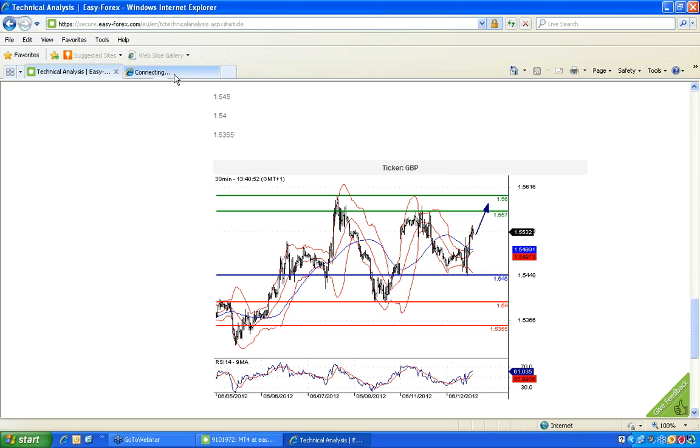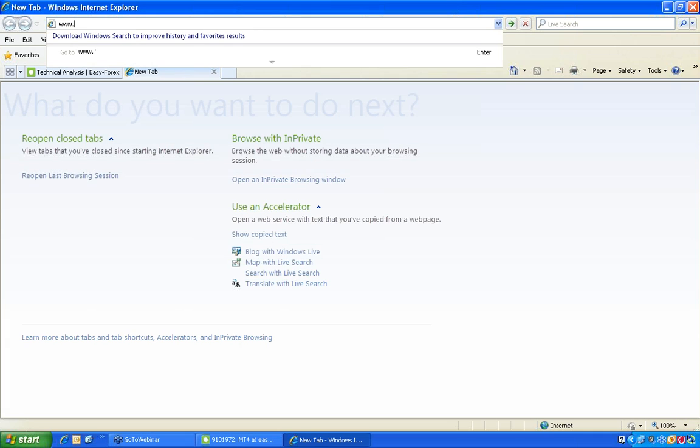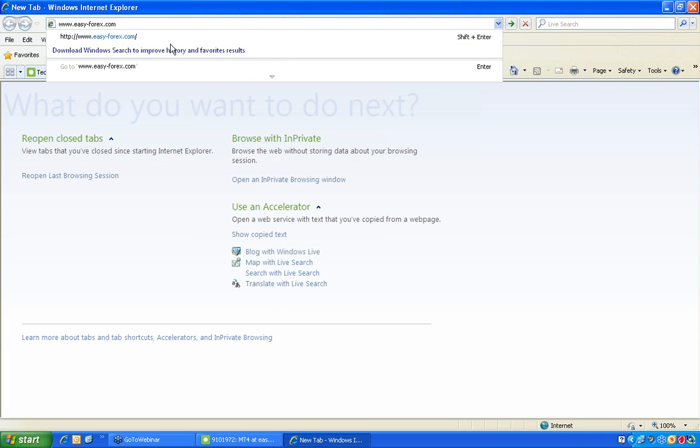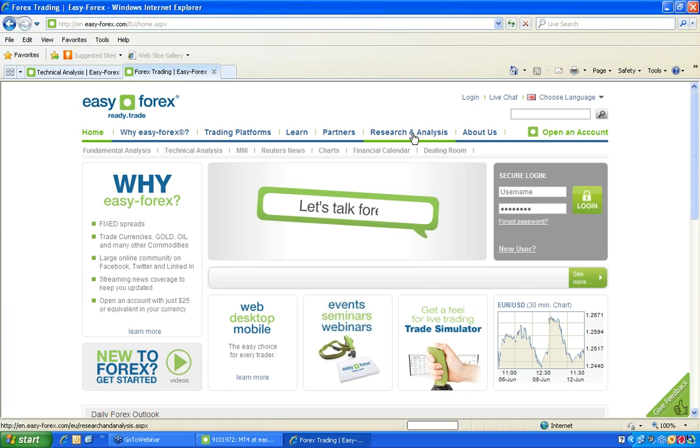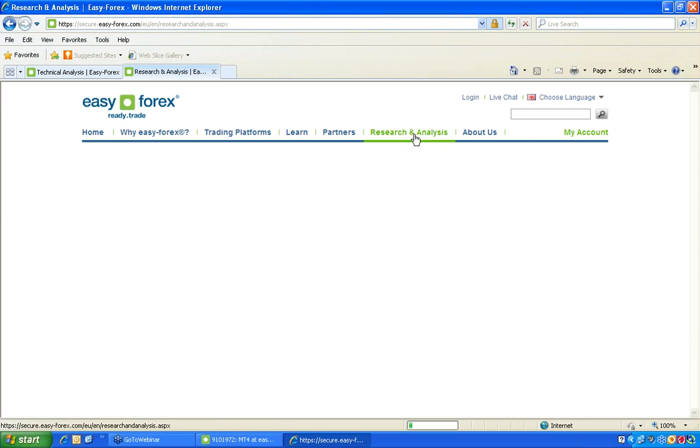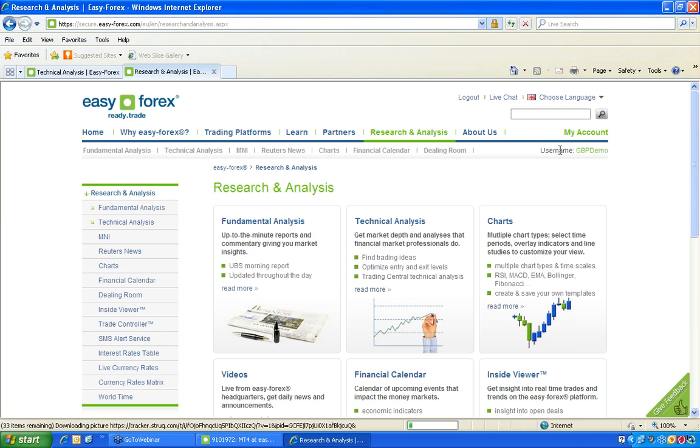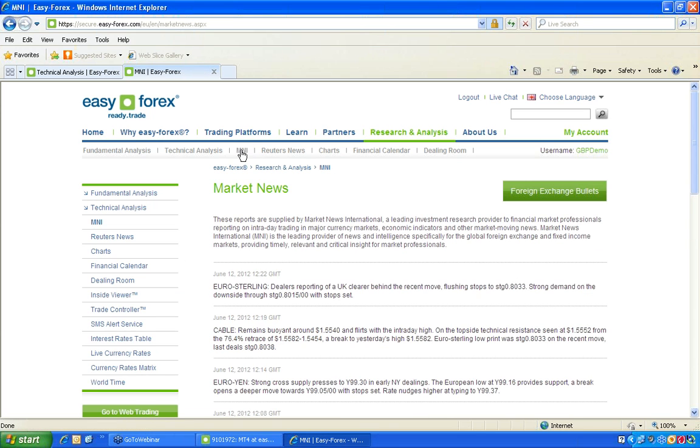There's also another section that's extremely useful on our website, which is a fairly new addition and one that's not easy to get hold of elsewhere. If you go back to the research analysis section, and bear in mind when you're logged in with your username, you can open more than one tab and it will keep you logged in. Now we're looking for this section called MNI, which stands for Market News International. Again, another professional third party. So you're getting the peace of mind that you're getting information from professional traders and professional technical analysis resources.